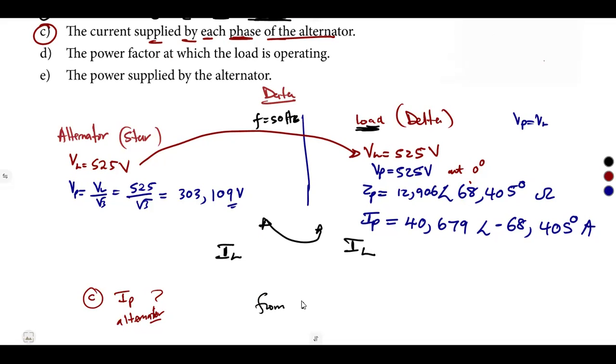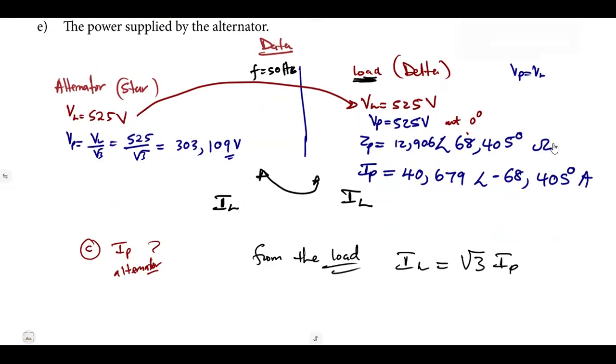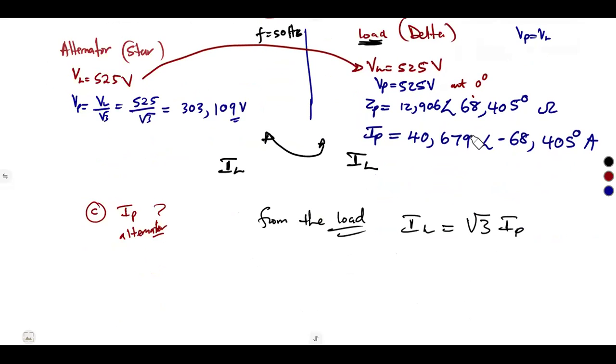So from the load, we are going to need the line current. Remember, in delta, how do you calculate the line current? The line current in delta is equal to the square root of 3 times the phase value. So as we have this phase value, we're going to take the magnitude there. So our magnitude is 40,679.